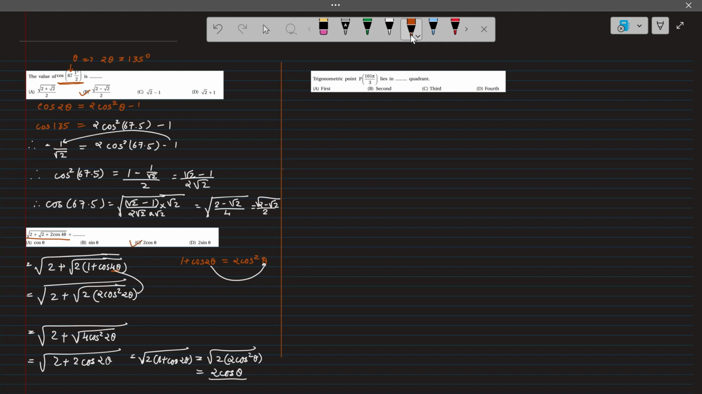The trigonometric point P of 101 pi by 3 lies in, we have to just find the quadrant.